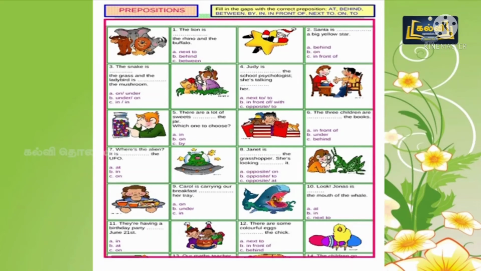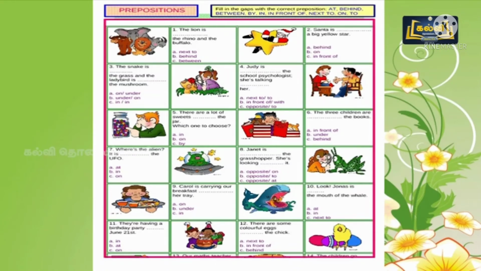Then come to the sixth question. The three children are dash the books. Option A, in front of, B, under, C, behind.